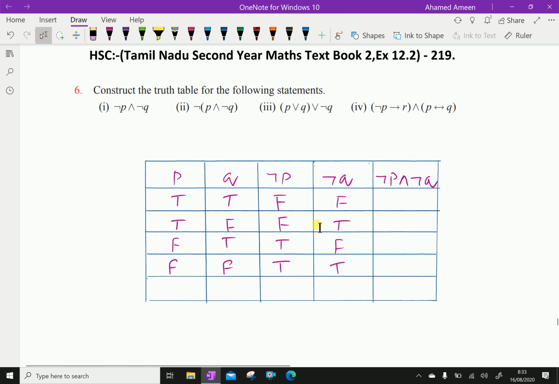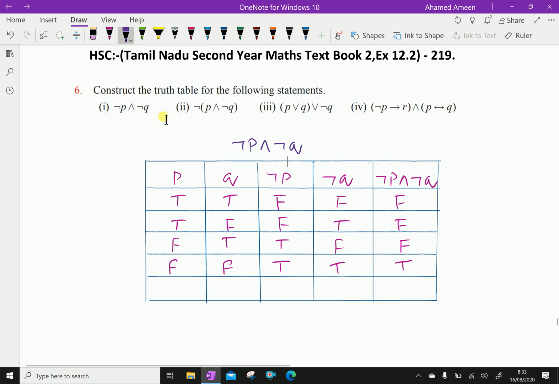Then we have to find the conjunction of both here: false and false, false; false and true, false; true and false, false; true and true, true. Next, here we can write negation of P, conjunction, negation of Q.